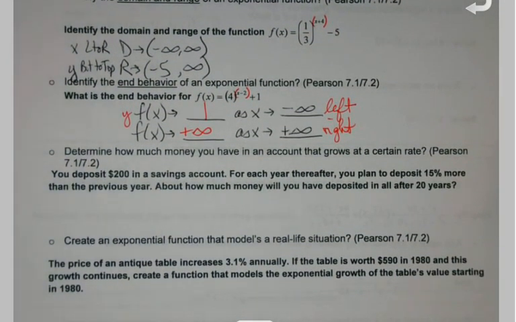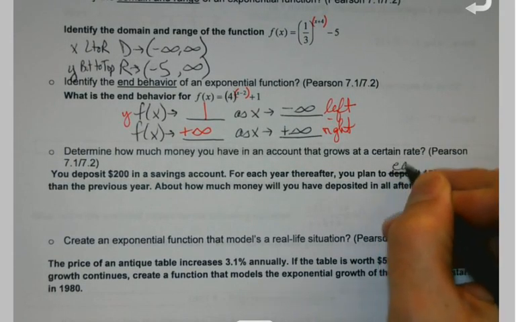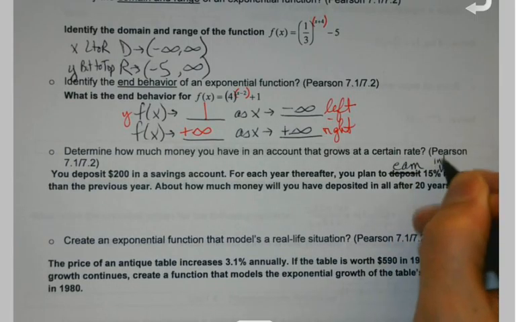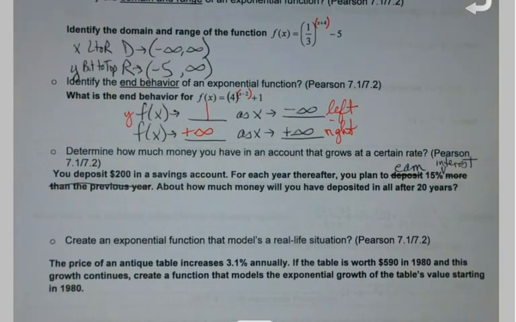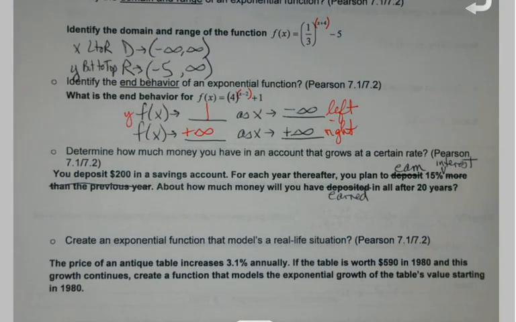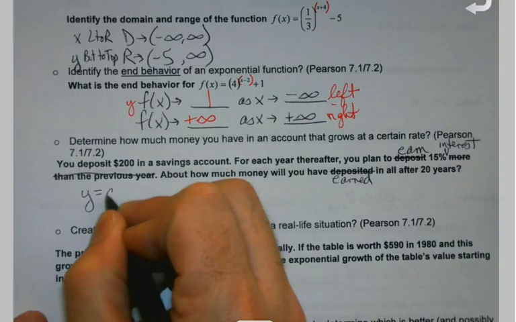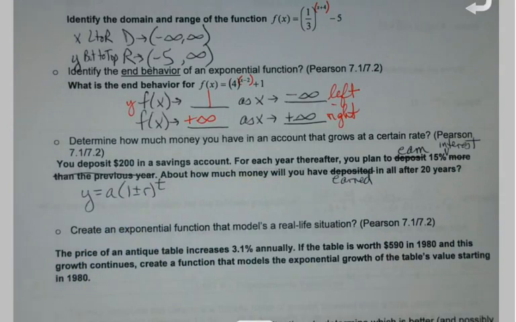All right, you deposit $200 in a savings account. Okay, that part's fine. For each year thereafter, you plan to earn 15% interest. About how much money will you have earned in all after 20 years? Because the type of question we got in here isn't one we really hit on. It was a little bit off. So for this part, okay, it looks like this.